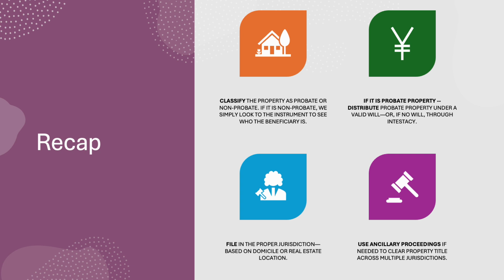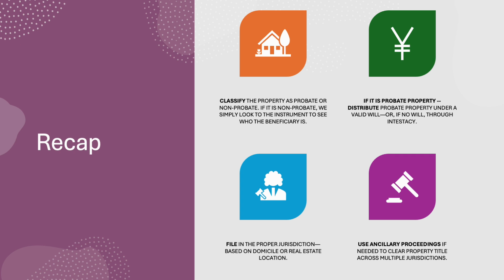Let's close with a quick recap. First, we said we need to classify property as either probate or non-probate property. If it is non-probate property, we simply look to the instrument to see who the beneficiary is and distribute the property to them at death. If it is probate property, we distribute the probate property either under a valid will, or if there is no will, then through intestacy rules.